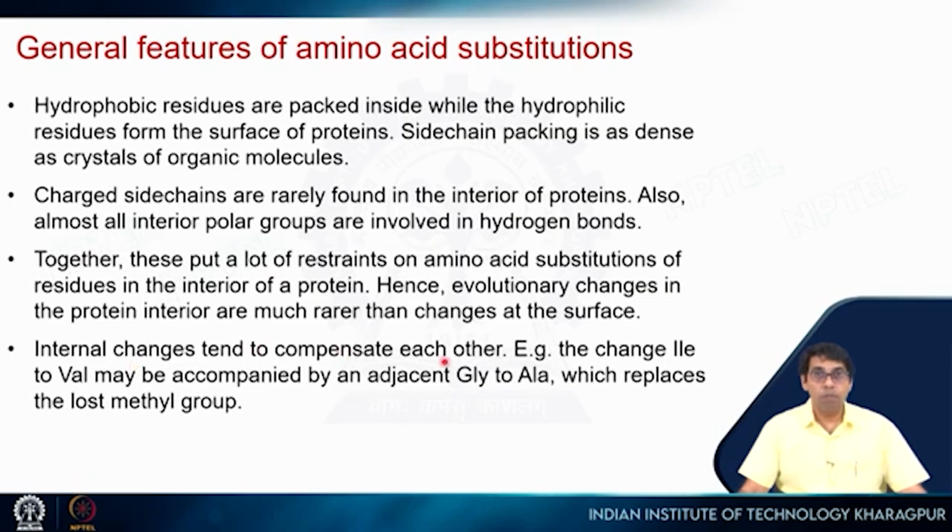Internal changes tend to compensate each other. So if you mutate one residue and you lose a methyl group, then you will have to mutate another residue where you add a methyl group. Then only the packing will be maintained, right? So that is what is shown here, that isoleucine to valine will result in loss of a methyl group. This has to be accompanied by an adjacent glycine mutation to alanine. So you add a methyl group to glycine to make it alanine, so that the internal packing remains the same.